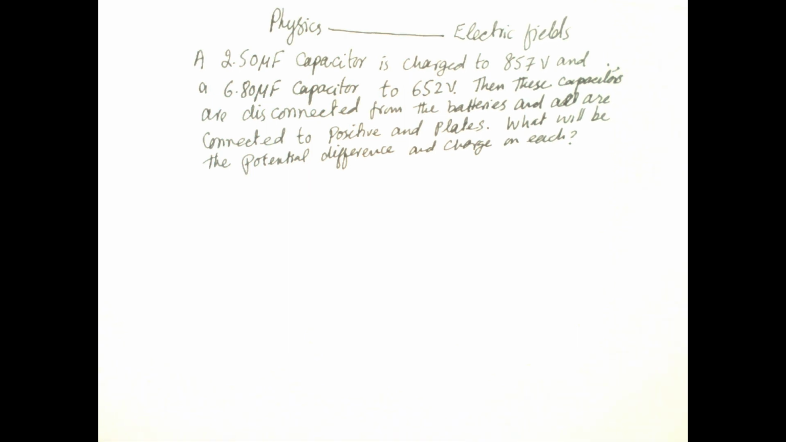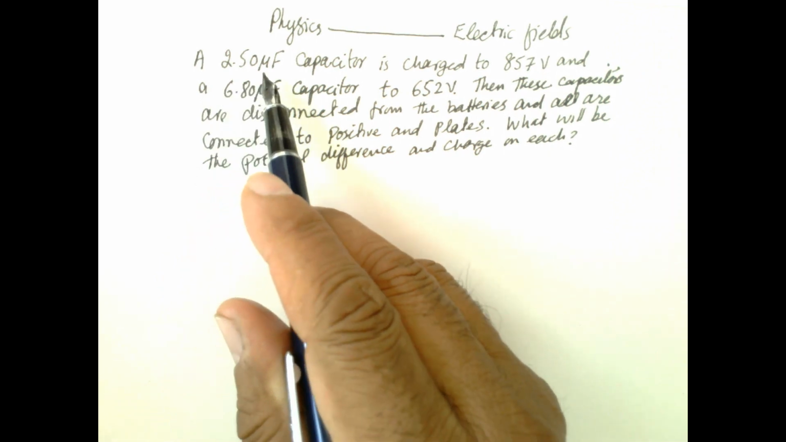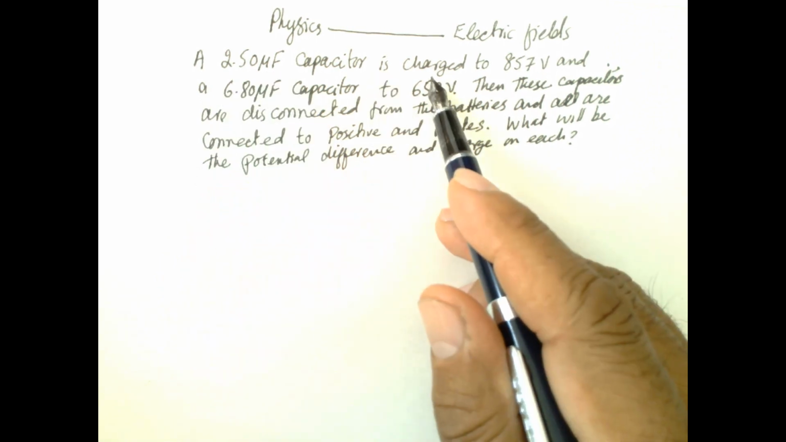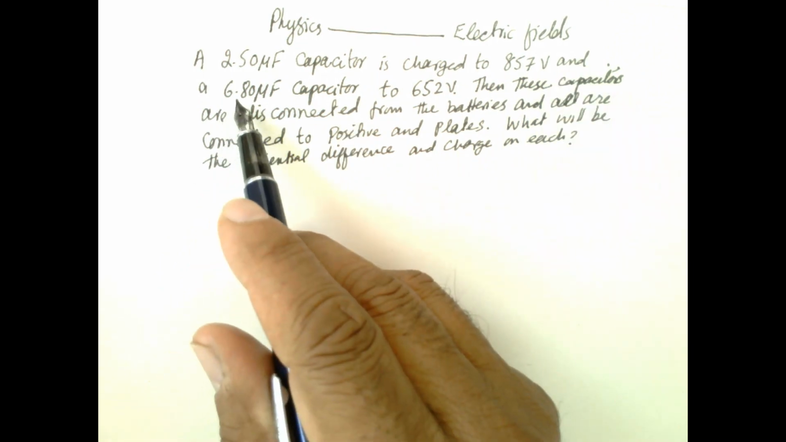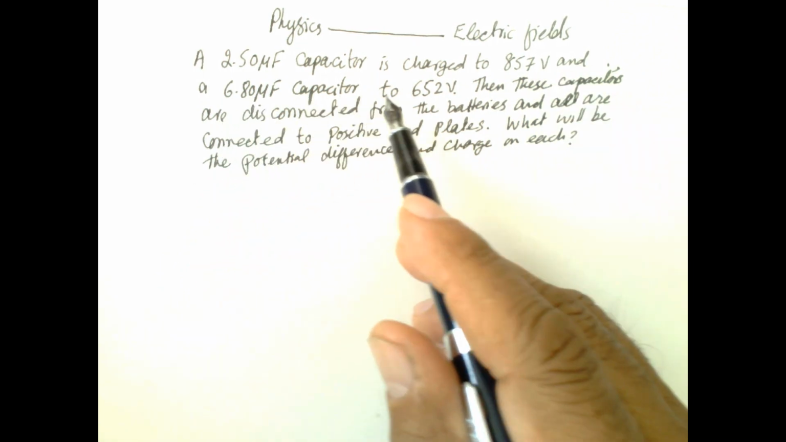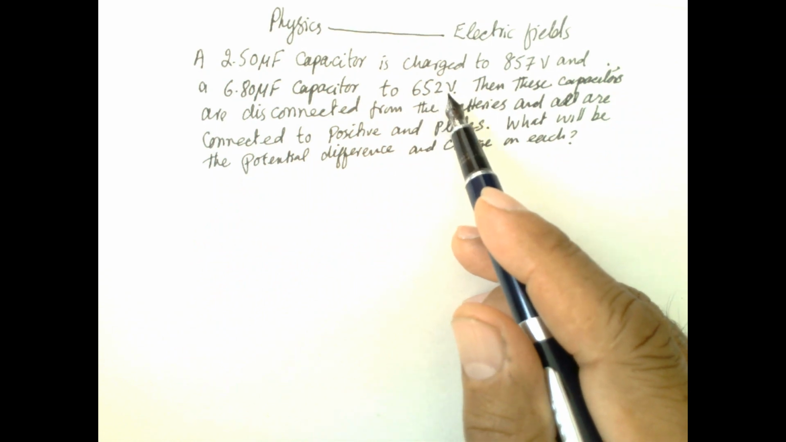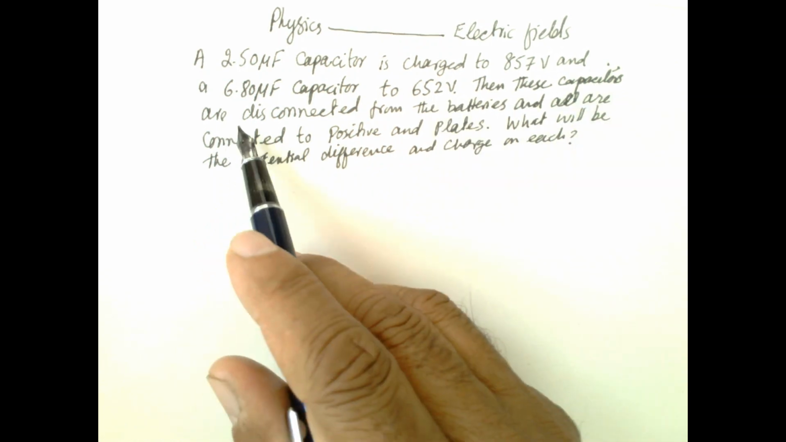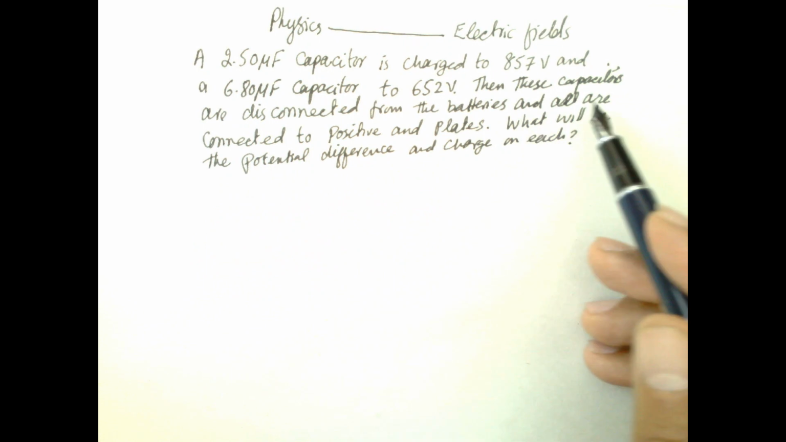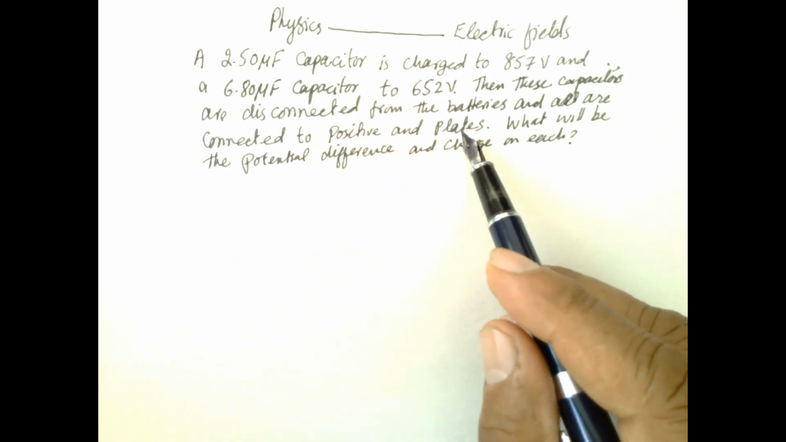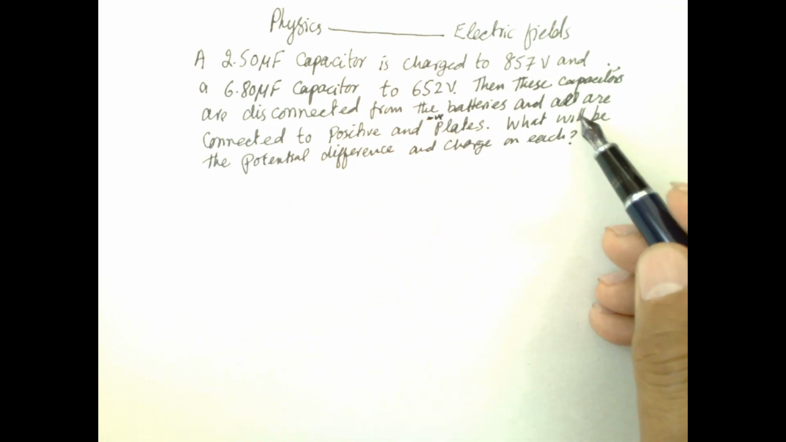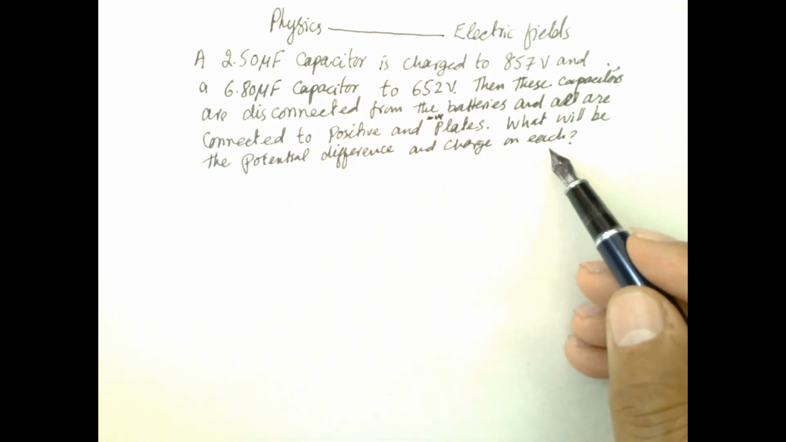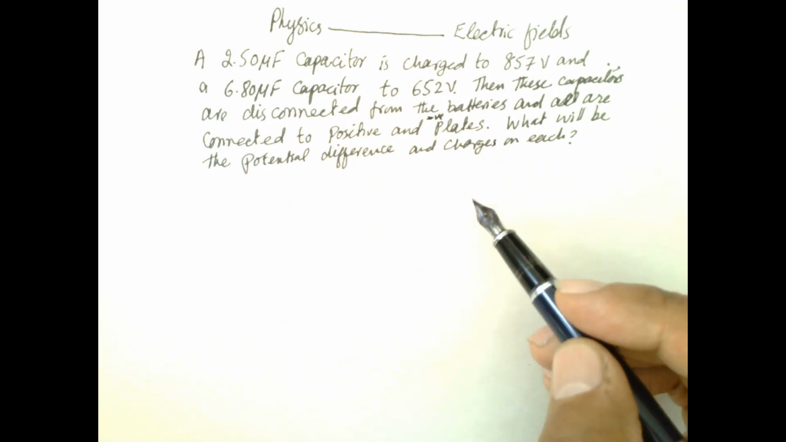Hello, physics, electric fields. The problem is: a 2.50 microfarad capacitor is charged to 857 volts and a 6.80 microfarad capacitor to 652 volts. Then these capacitors are disconnected from the batteries and are connected to positive and negative plates. What will be the potential difference and the charges on each plate?